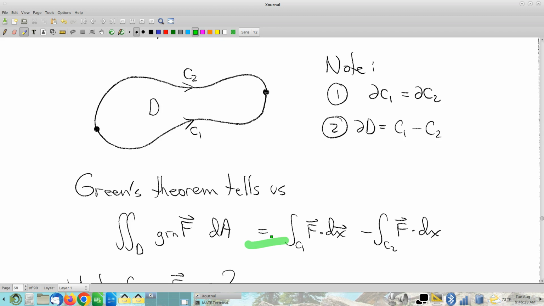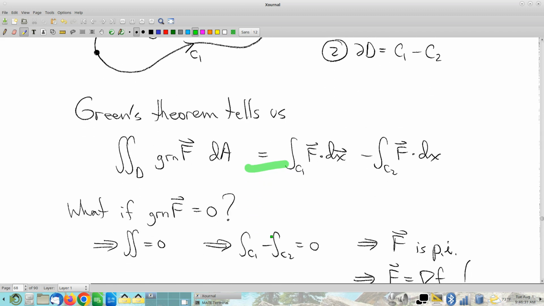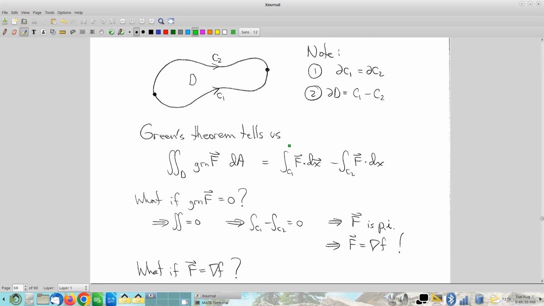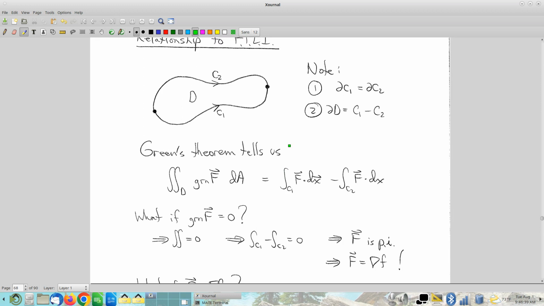Is everybody okay? And with this particular setup, some really good stuff happens, and I'm going to move out so I can keep this all on the same page. Hypothetically, let's just ask the question, what would happen if Green's operator were 0? Well, let's just think it through. And by 0, I don't mean 0 at one point. I mean it is flat 0 everywhere. Okay. Well, if it's 0 everywhere, then that means that this double integral is 0, no matter what region D you're looking at.